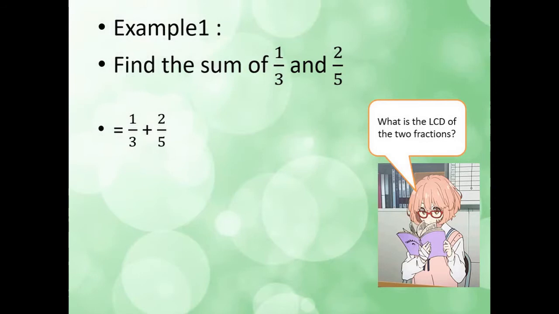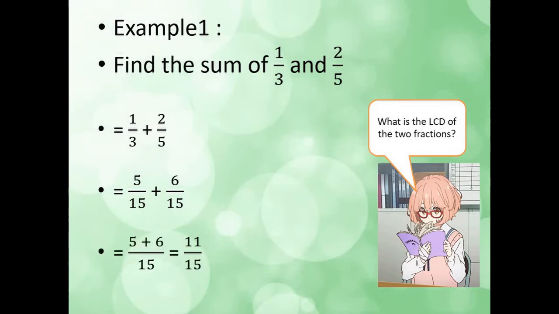So that becomes 5/15 plus 6/15. Since they have the same denominator, you copy that one, which is 15. Then 5 plus 6 over 15. So that becomes 11/15.